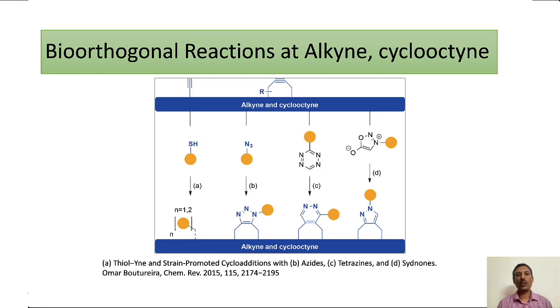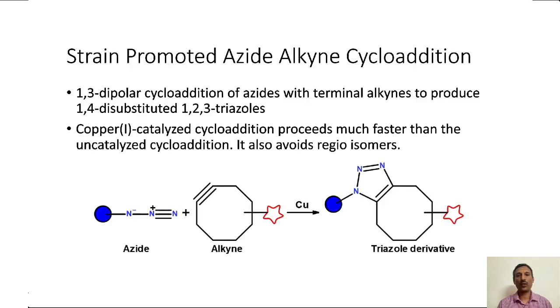And this is one of the steric strains responsible for this particular efficient reaction to take place, and this is the one we have actually focused on. We thought this is going to be a very good reaction for the condensation, and we chose this for the bioorthogonal reaction for our studies. So, as I mentioned, this is a strain promoted azide alkyne cycloaddition reaction. This is a 1,3 dipolar cycloaddition of azide with terminal alkynes to produce 1,4 disubstituted 1,2,3 triazoles.